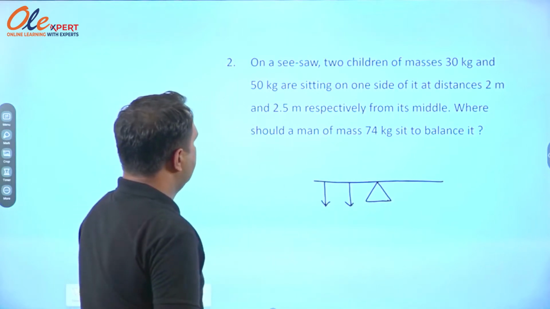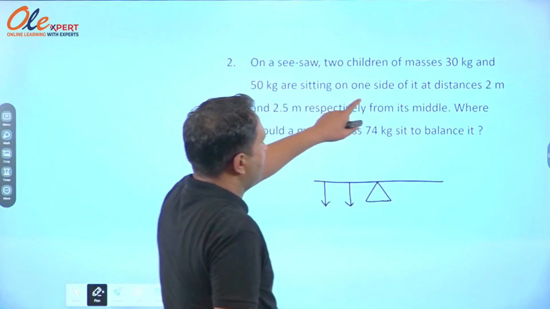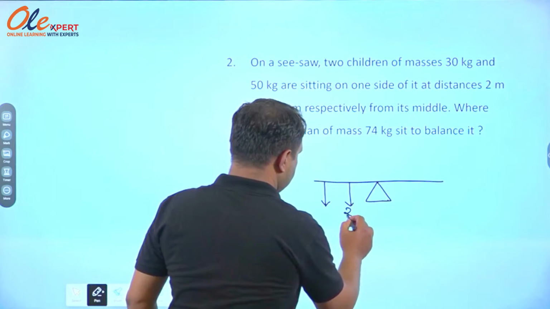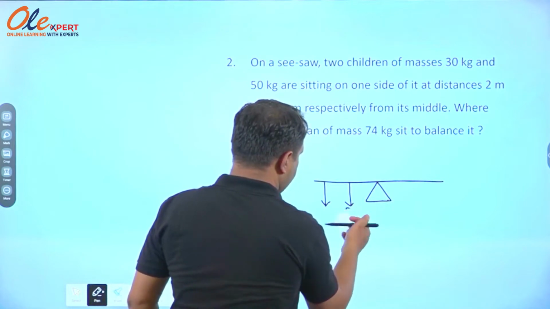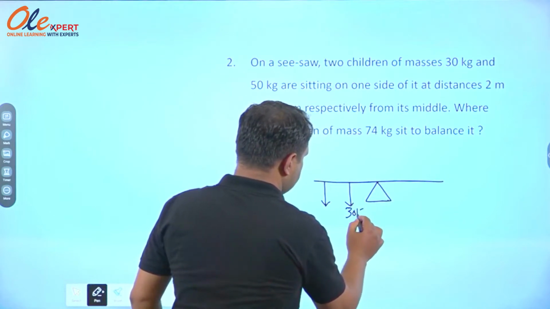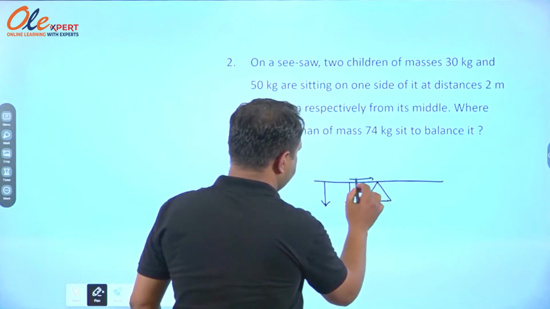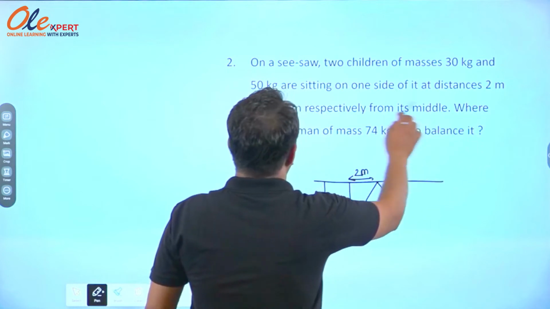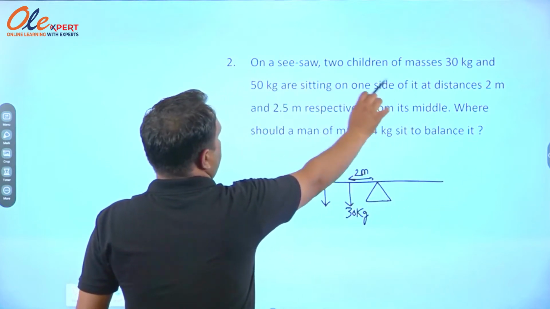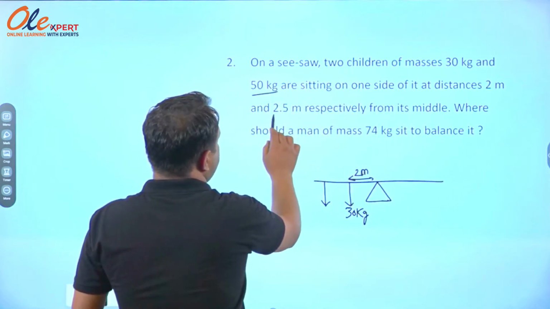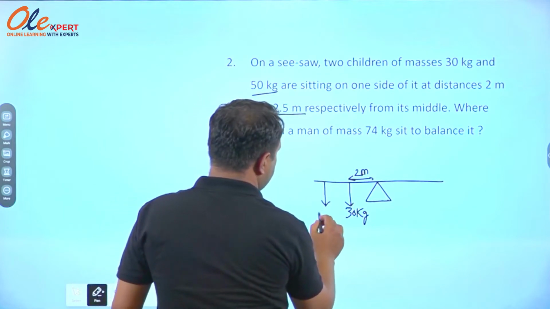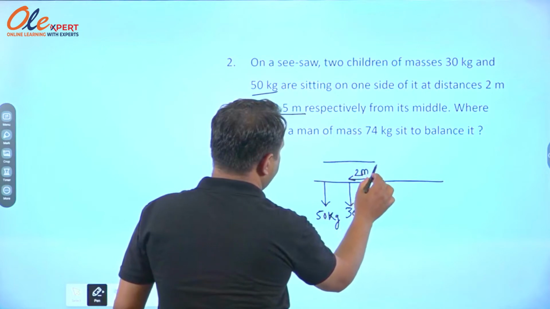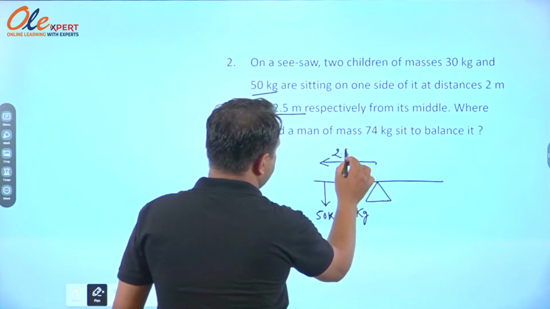So 30 kg is sitting at 2 meter. This is 30 kg and it is at 2 meter. And 50 kg is sitting at 2.5 meter. This is 50 kg and this is at 2.5 meter.